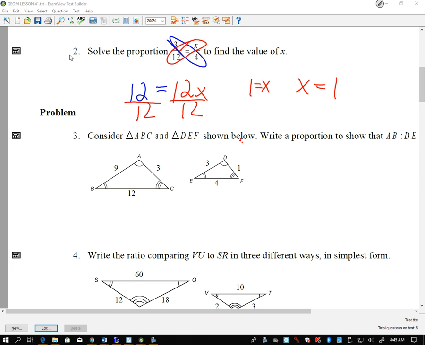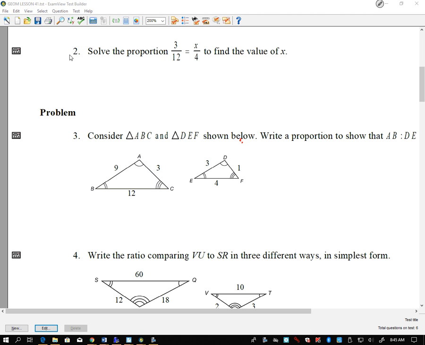Okay. And what we could do, if you look at this, we could even take 3/12 and reduce it. 3 divided by 3 is 1, right? And 12 divided by 3 is 4. So if I look at it like this, could I see that 1 is equal to x because 4 is equal to 4? Okay, so I could even reduce that ratio and get a little bit closer to the answer that way as well. Okay.